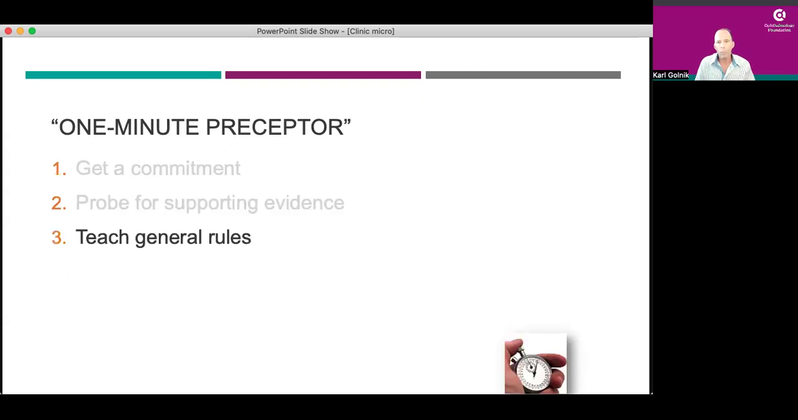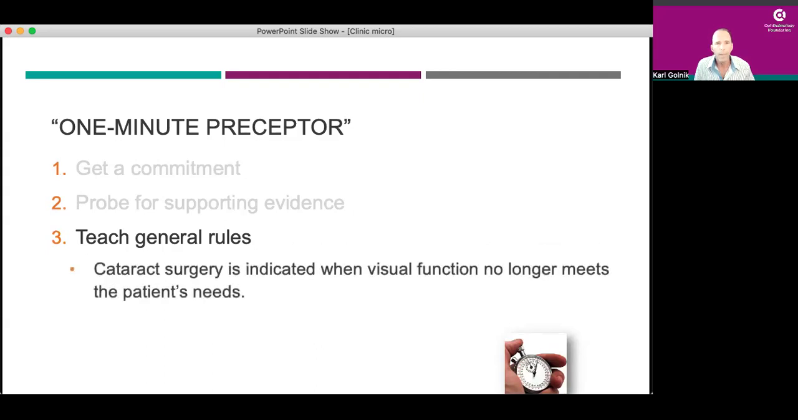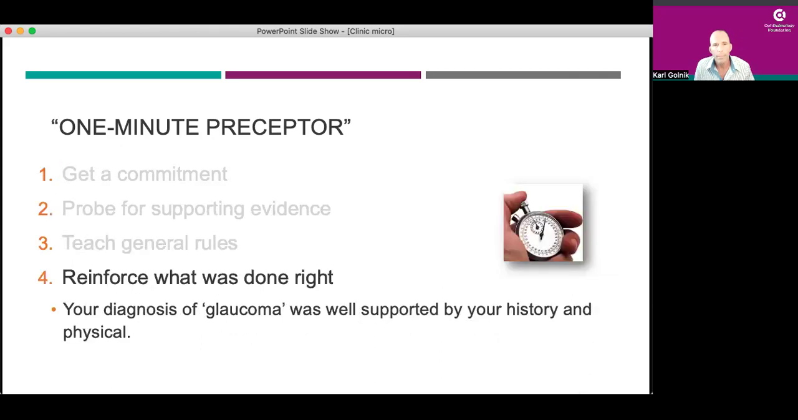Three, teach general rules. You're in a busy clinic. You don't have much time. One or two points about a patient will solidify things in the student's memory. Cataract surgery is indicated when visual function no longer meets the patient's needs, or these are the criteria for ordering ancillary tests in uveitis. And then reinforce what was done right, okay?